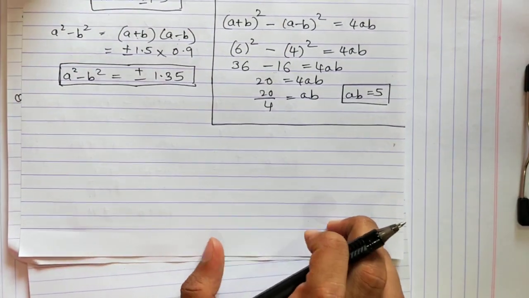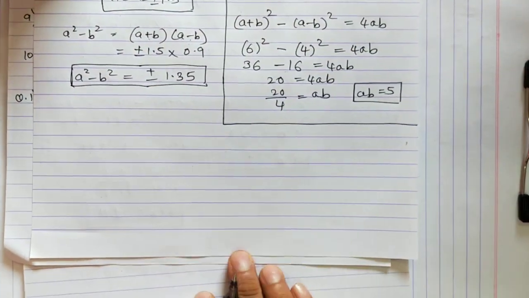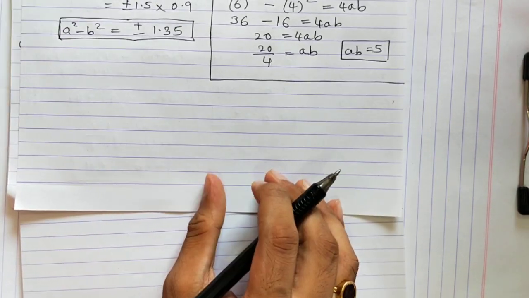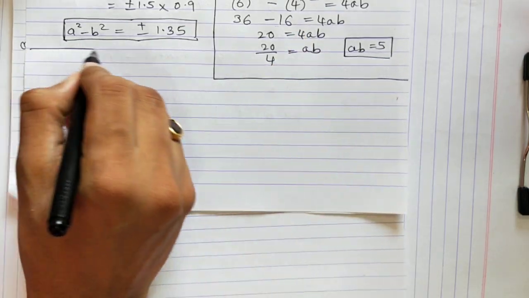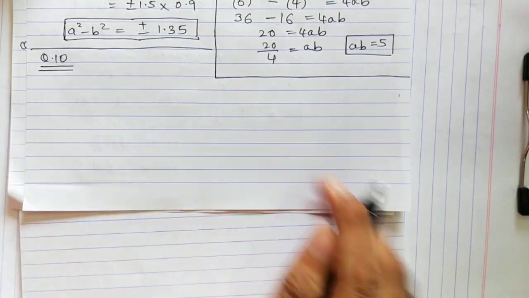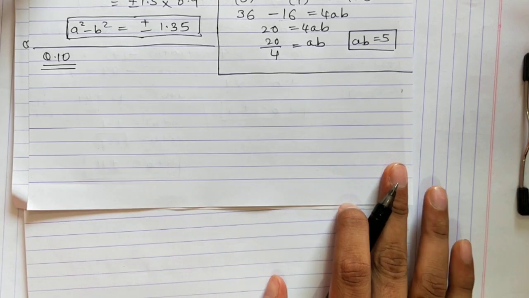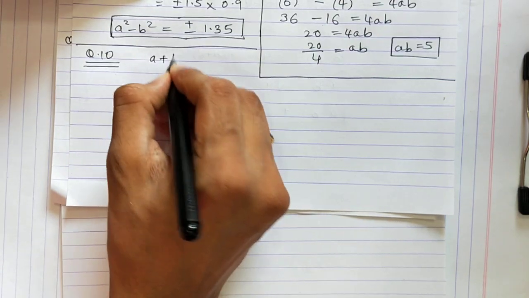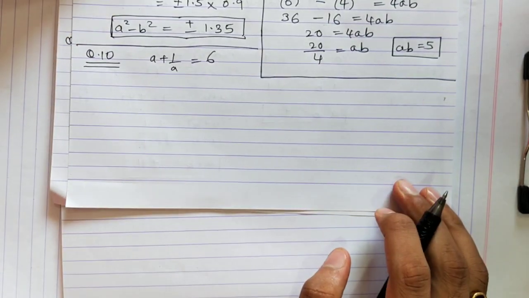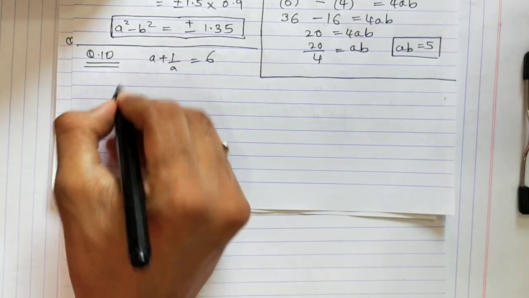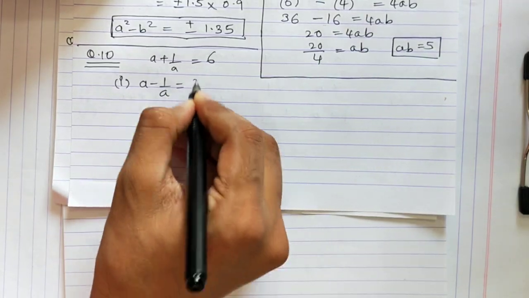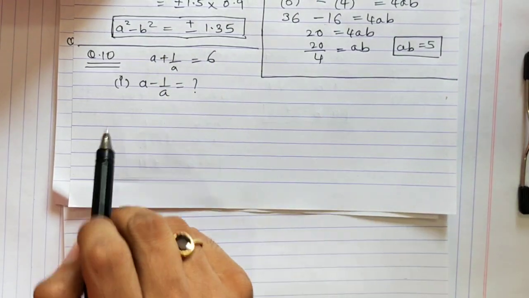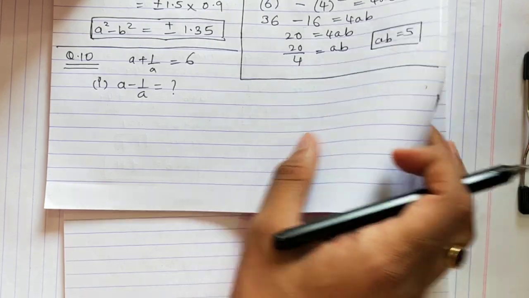Next. This was question number 9. Question number 10: we have a plus 1 upon a is 6. We have to find the value of a minus 1 upon a. Nothing else is given. Only one piece of information is given: a plus 1 upon a is 6. And we have to find a minus 1 upon a.